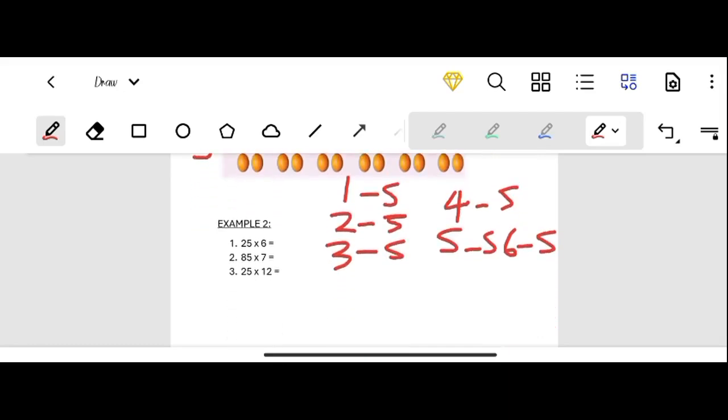What is repeating? 5 is repeating. So you write your 5 there, multiply by, how many times is it repeating? It's repeating 6 times. You count now. I have 5, 10, 15, 20, 25, and 30. So your answer is going to be 30 there. I hope this is making sense.